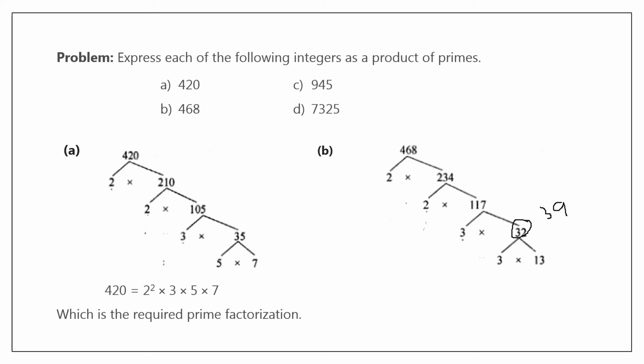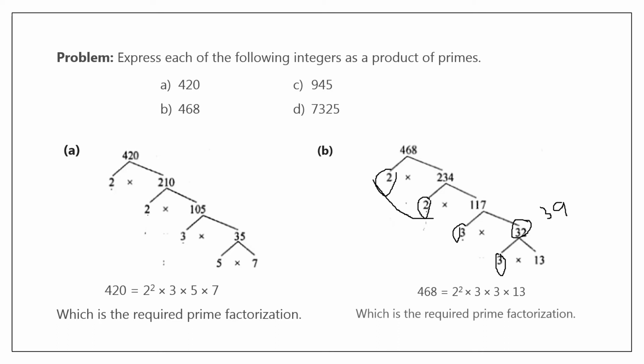Now both 3 and 13 are prime numbers. You can stop here. Therefore 468 is equal to, 2 2s are there, that's why 2 square. The 3s are 2, that's 3 square, into 13. This one, 3 into 3 I wrote, now 3 square you can write. 2 square into 3 square into 13, in which all are prime numbers, which is the required prime factorization.